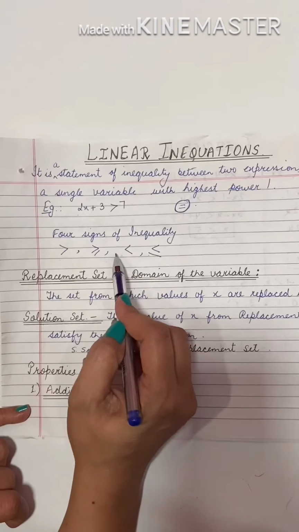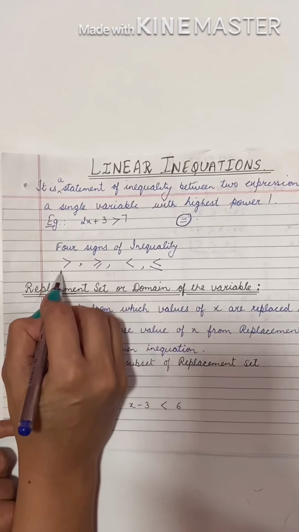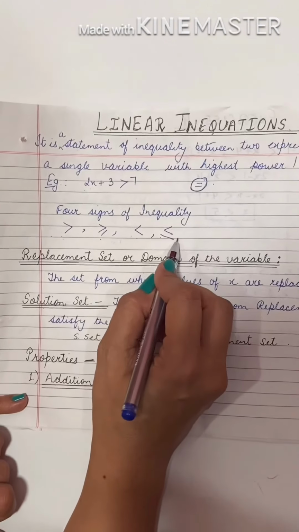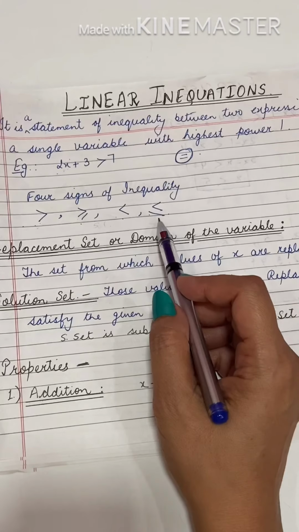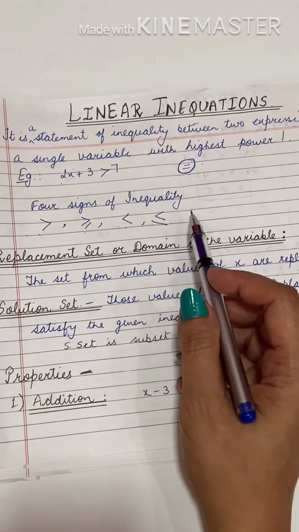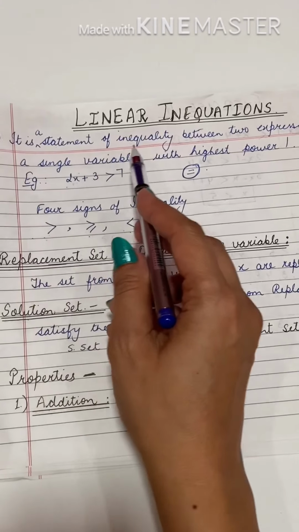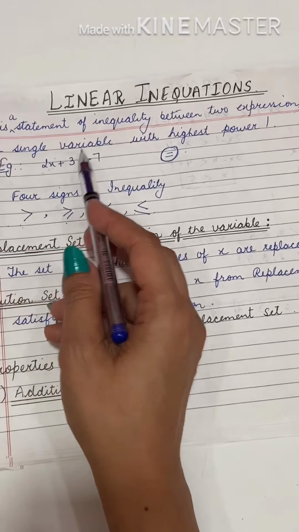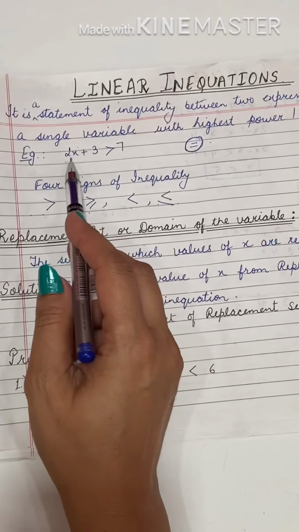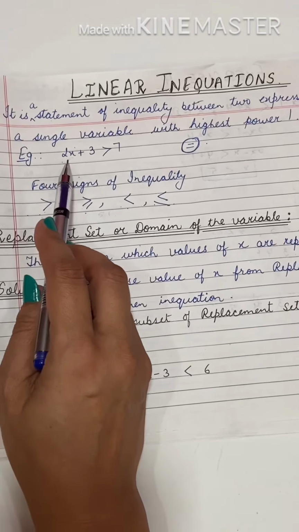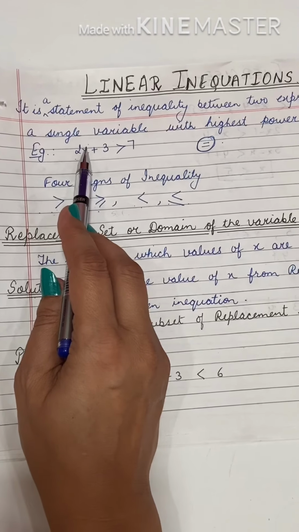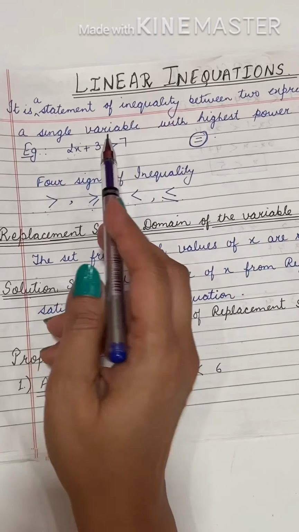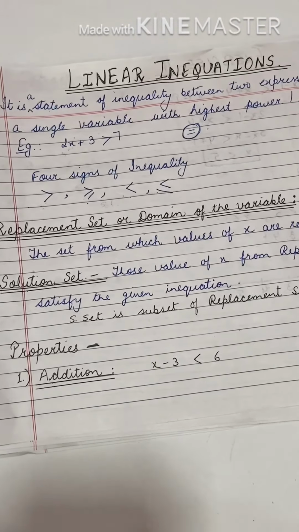These are the four signs of inequality. This is greater than, this symbol represents greater than equal to, this is less than, and this is less than equal to. So basically linear inequation is a statement of inequality between two expressions involving a single variable with highest power 1. You can see this is an example of inequality. We have the variable x here and the highest power of this variable is 1. So 2x plus 3 is greater than 7. This is how you are going to read the inequality.